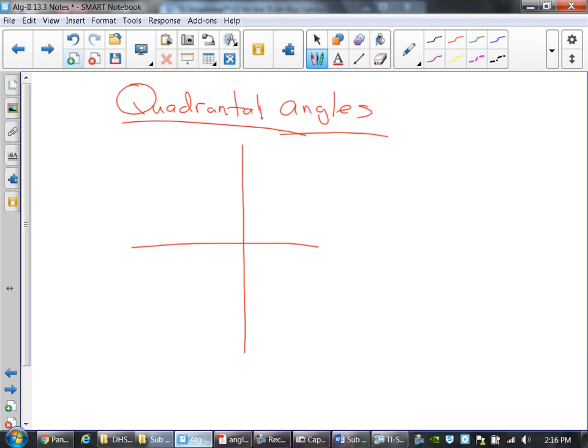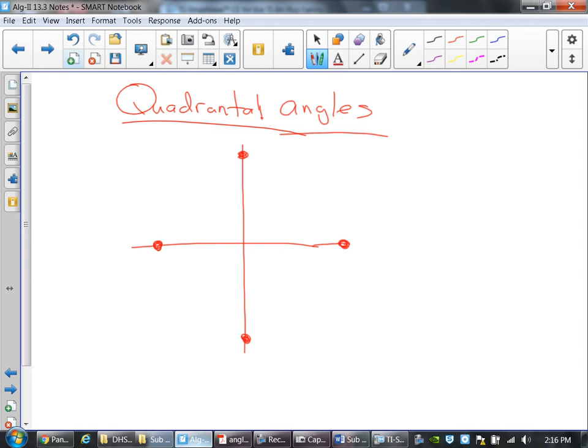Quadrantal angles are the ones that lie on the axis. They are at 0, pi over 2, pi, 3 pi over 2, and back to 2 pi.